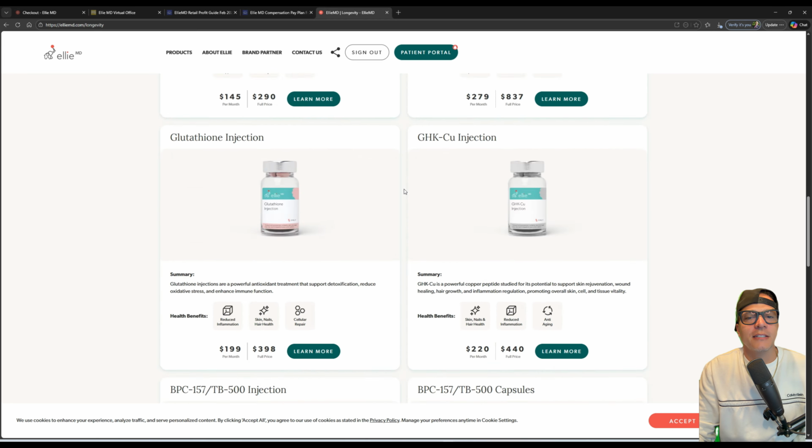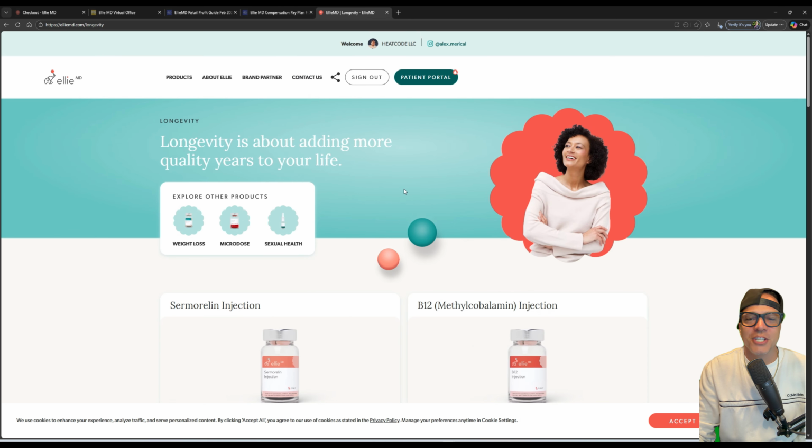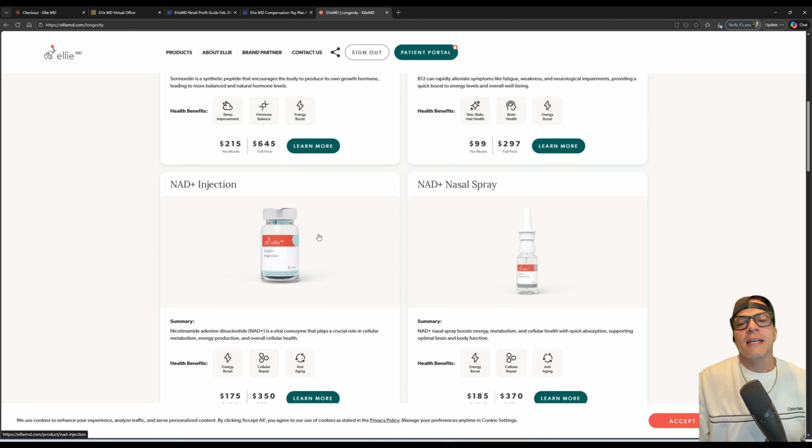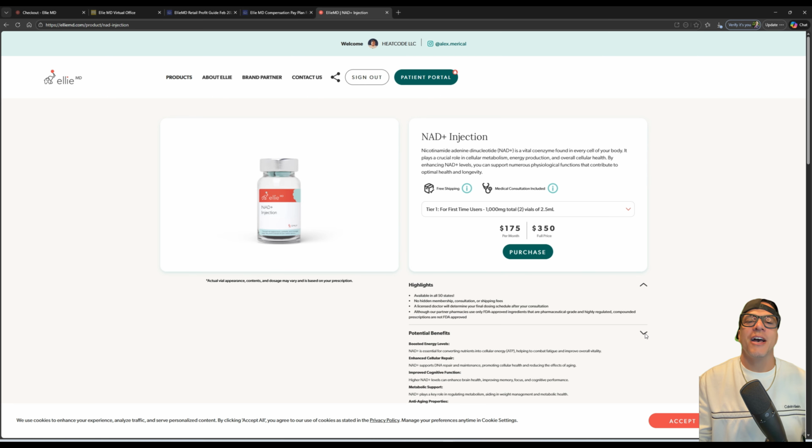Now, moving into this longevity, EllieMD offers NAD, B12, glutathione, semorelin, tesamorelin, ipamorelin, GHK-Cu, methylene blue, thymosin alpha-1, and Semax nasal spray. Across the lineup, there's so many different peptides, coenzymes, not just weight loss shots. All right, we will start with NAD. NAD plays a central role in cellular metabolism, ATP production, DNA repair, cognitive function, and healthy aging.